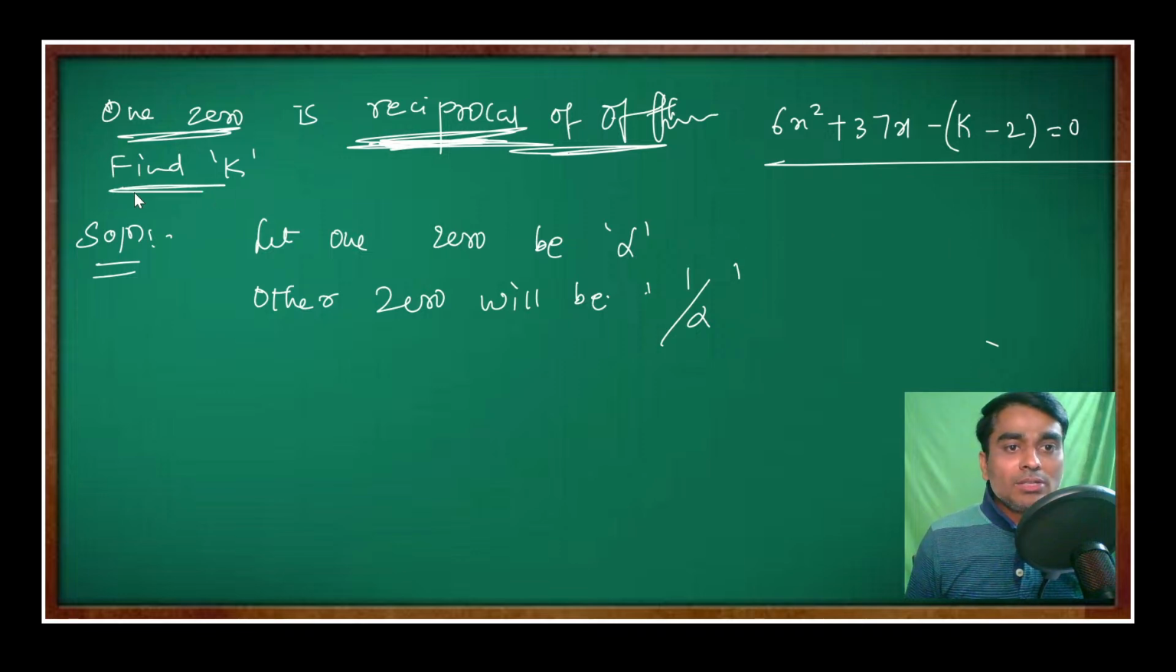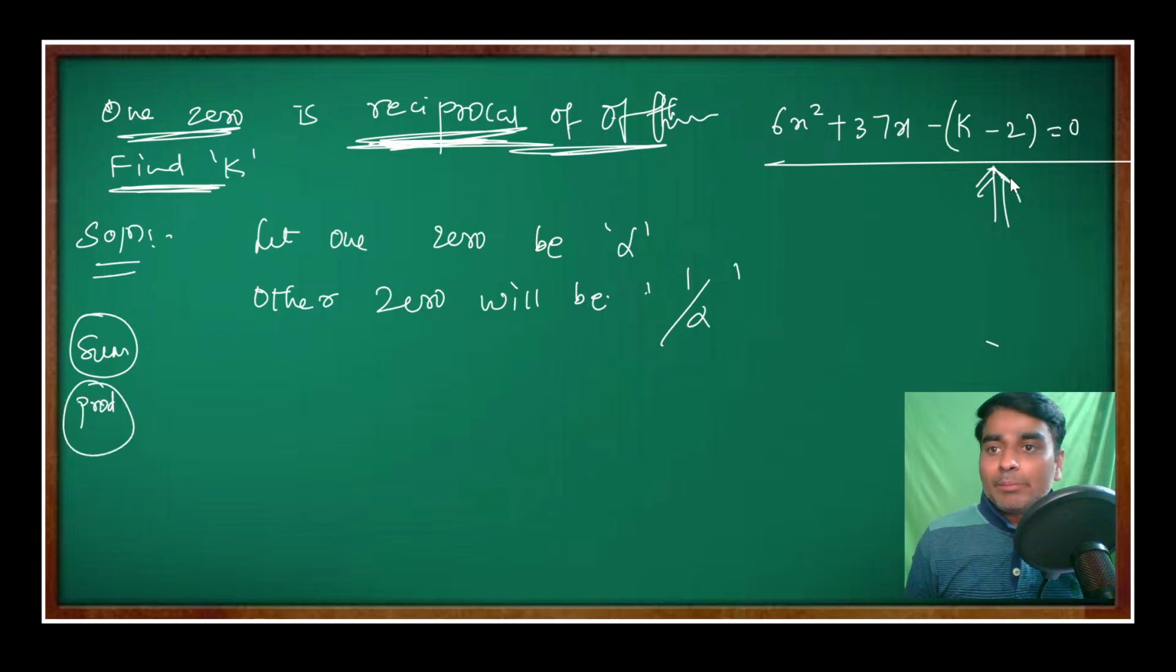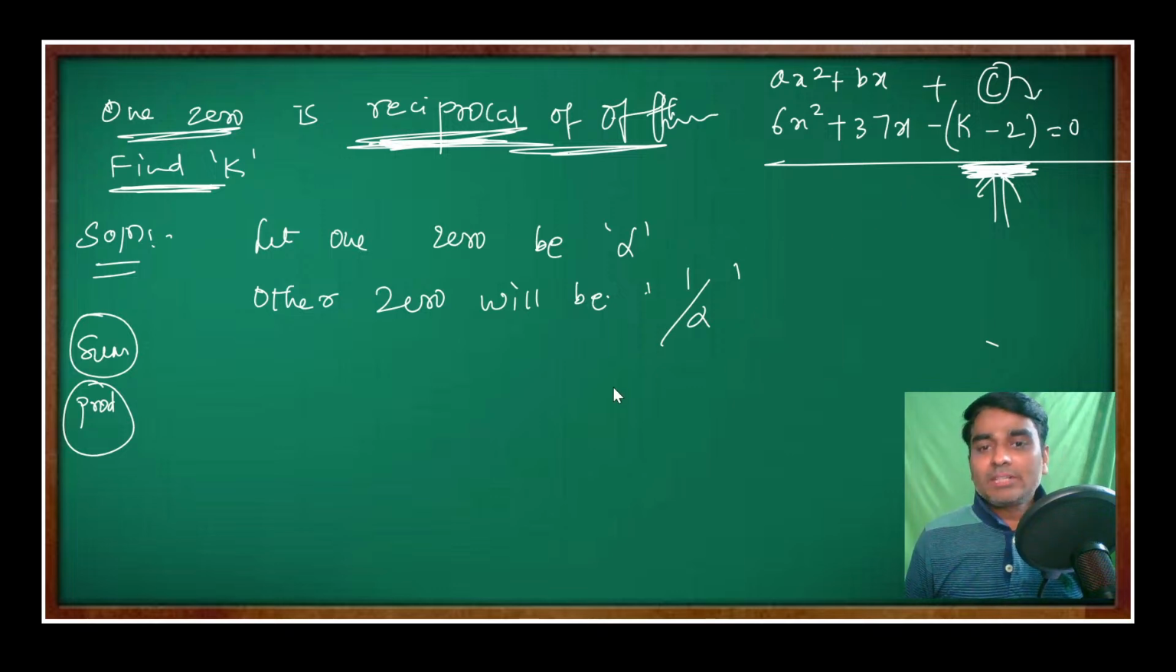Now what are they asking you to find out? K. Where is K? Here, this term. What to select? We have two things: sum and product. Whether you select sum or product depends on where K is. K is in the place of C, if you compare it to the standard form ax square plus bx plus c. And C is in the product.